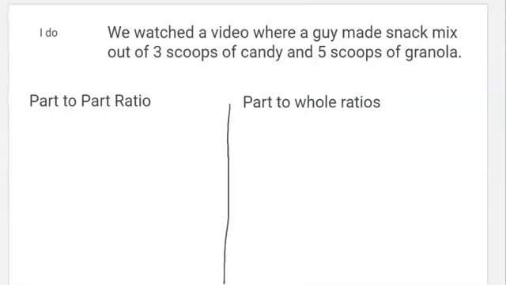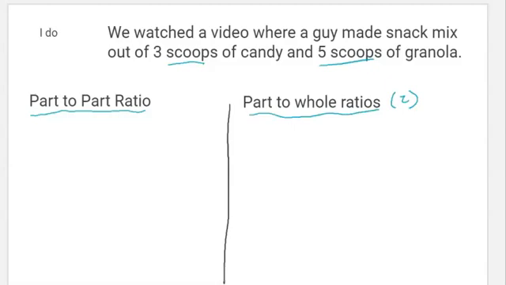Alrighty, so start with I do. Remember in I do, you just close that binder, just listen with me. It'll take time to write in a minute. So here's our snack mix guy, right? He makes snack mix out of 3 scoops of candy and 5 scoops of granola. So what I need to get to today is 2 types of ratios. One's called a part-to-part ratio, and one's called the part-to-whole ratio, and there are 2 of those always.